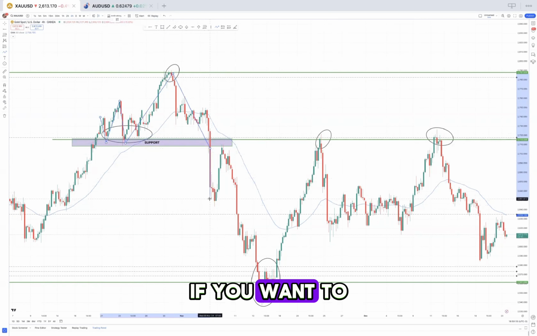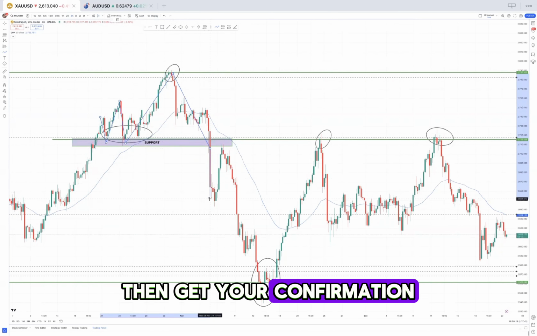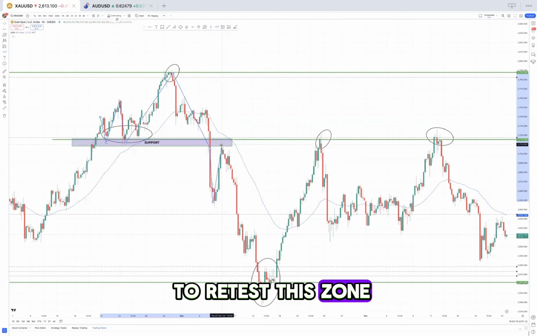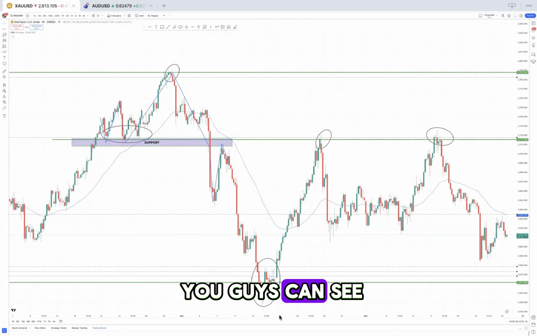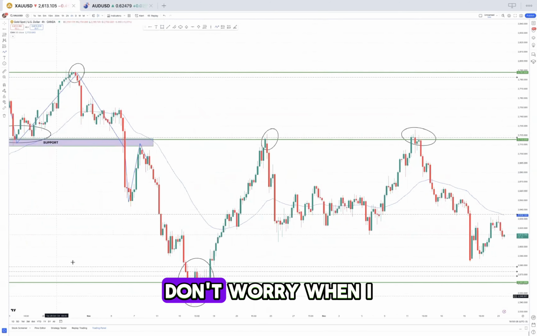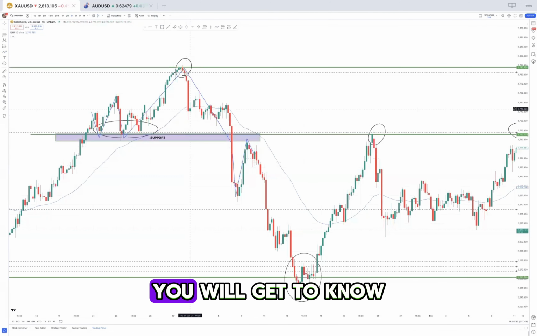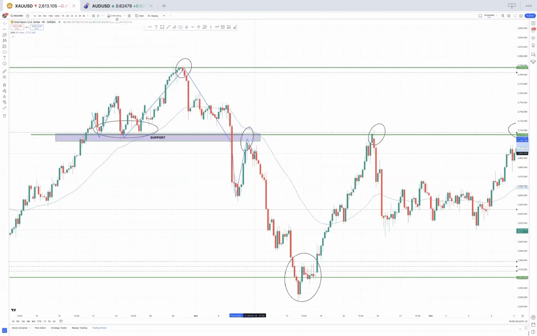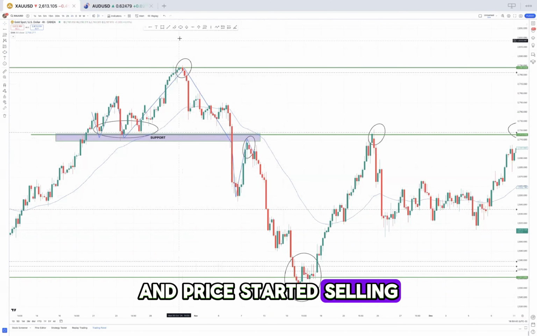Like I said, if you want to confirm it as a support turn resistance, wait for it to retest, then get your confirmation before selling off. Then immediately price came back again to retest this zone and give this evening star. I know you guys can see it clearly. Don't worry, when I talk about the confirmation, different kinds of confirmation, you will get to know many of them. Give this confirmation here. And price started selling off massively.